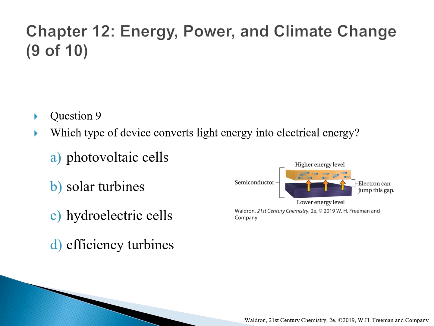Question 9. Which type of device converts light energy into electrical energy? A, photovoltaic cells. B, solar turbines. C, hydroelectric cells. D, efficiency turbines. Please pause your video here. The correct answer is A, photovoltaic cells.